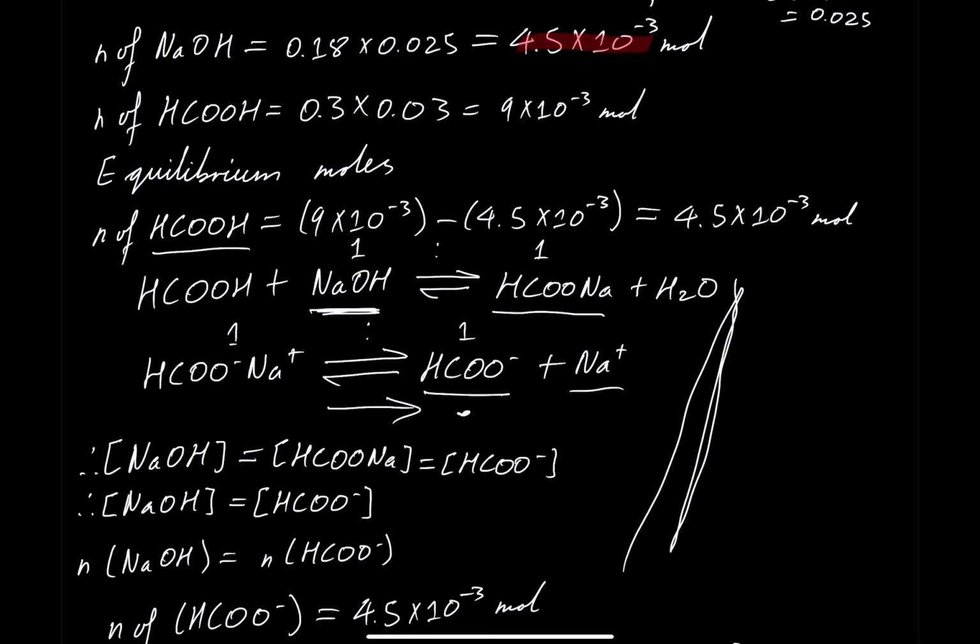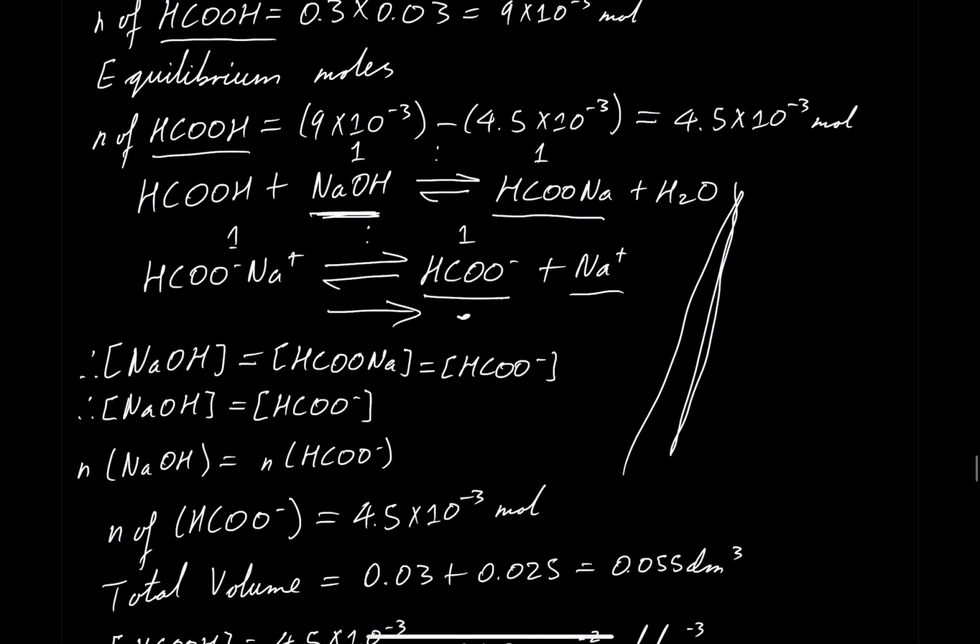But 4.5 times 10 to the power minus 3 of it is going to become our salt. And the other 4.5 times 10 to the power minus 3 of it is just undissociated methanoic acid, right? Some of it dissociates a little bit, really. But we have more moles of acid than we have base. So this is acting as a buffer in that case.